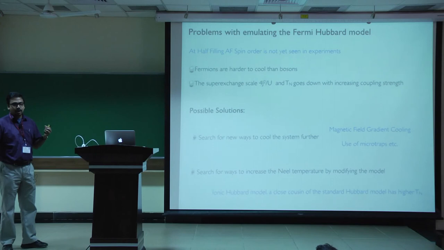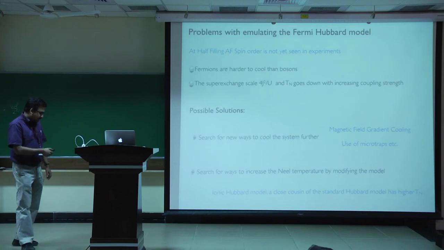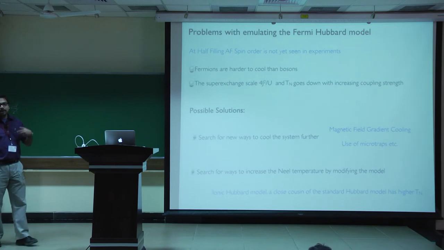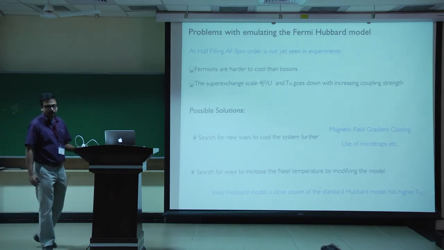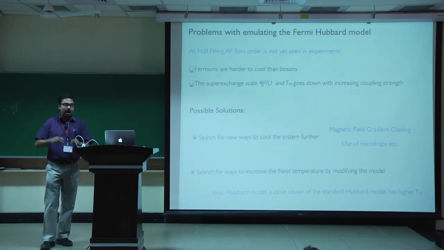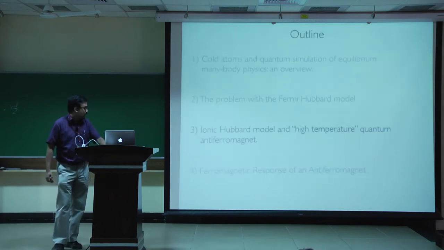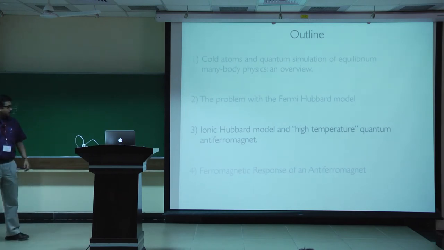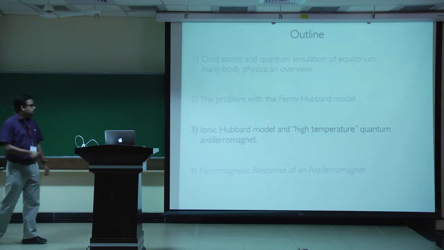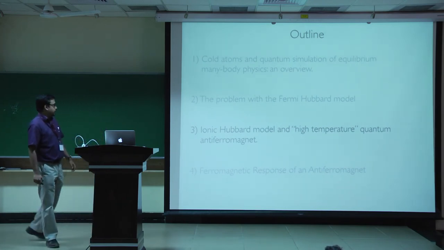Okay, so of course, in the Hubbard model, the Néel temperature is governed by 4J²/U, as we said. And the claim is that the ionic Hubbard model, which is a close cousin of the standard Hubbard model, actually, in some limits, has higher Néel temperature than the original Hubbard model. And this is the claim behind the high temperature quantum antiferromagnet, that you basically get a higher temperature. And hence, you might be able to see these in experiments. So let's go to then how this happens, the ionic Hubbard model and the high temperature quantum antiferromagnet.